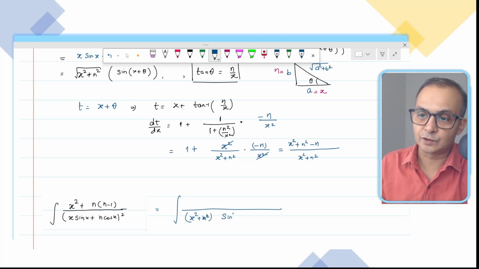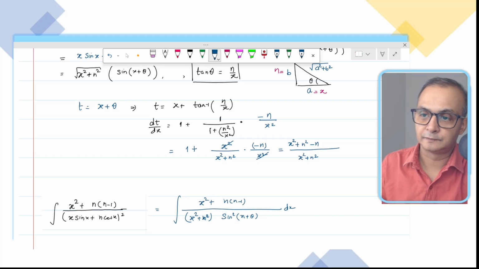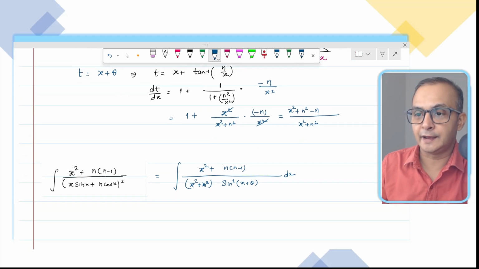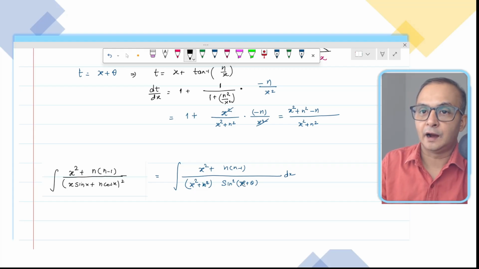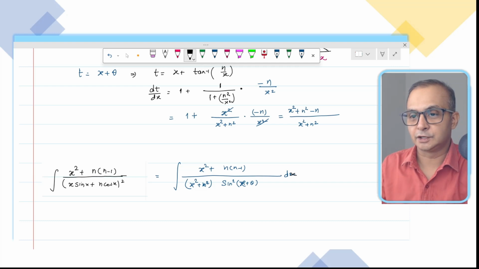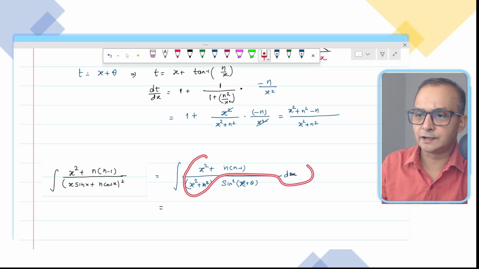And here I get sine squared of x plus theta dx, and that is x squared plus n into n minus 1. You notice one thing, as soon as I took x plus theta as t, our dt by dx became this one, this quantity. It means the dx value is nothing but the reciprocal of this into dt. So I can say this overall quantity is dt.